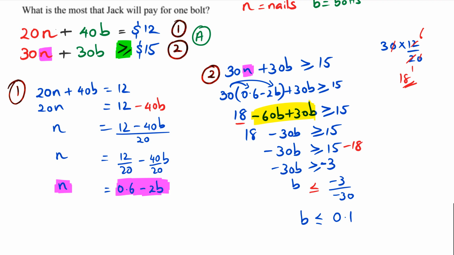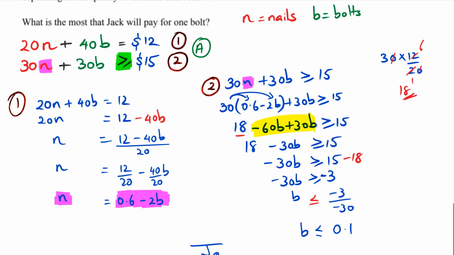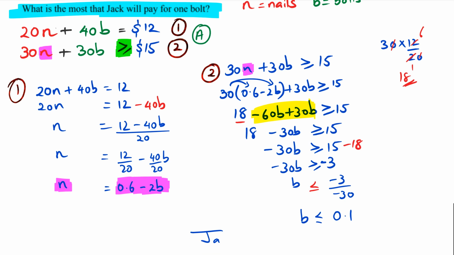So we're just going to write a little statement, because if you go back to the question, it was: what is the most Jack will pay for 1 bolt? So we just need to say that as a statement. Jack will pay, this was 0.1, so 10 cents at most for 1 bolt.